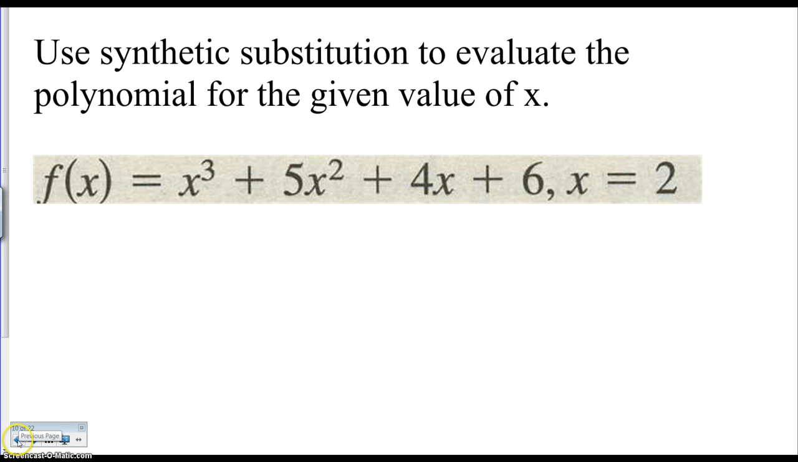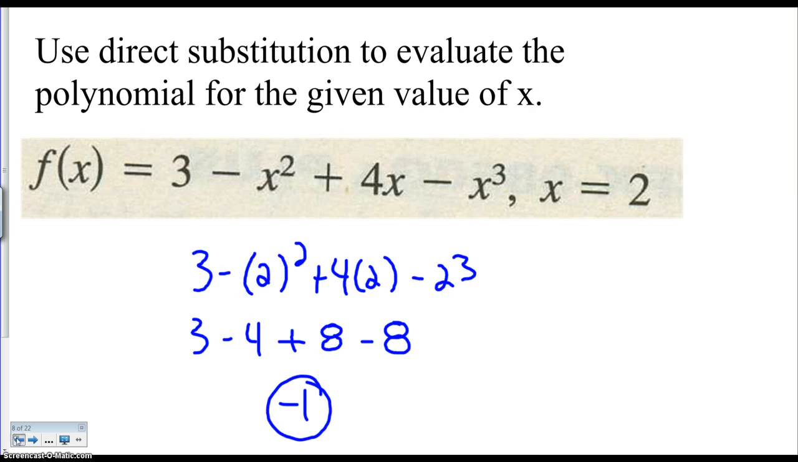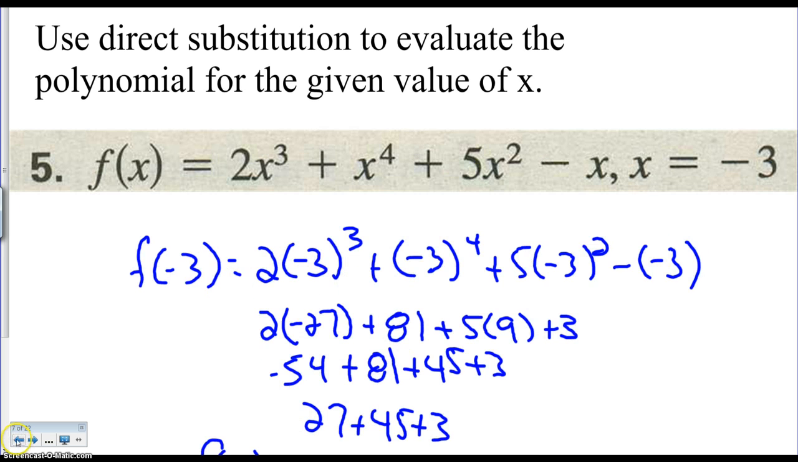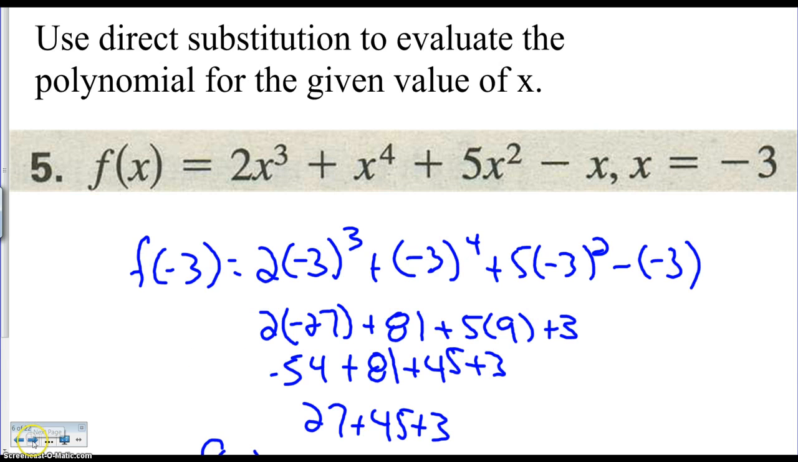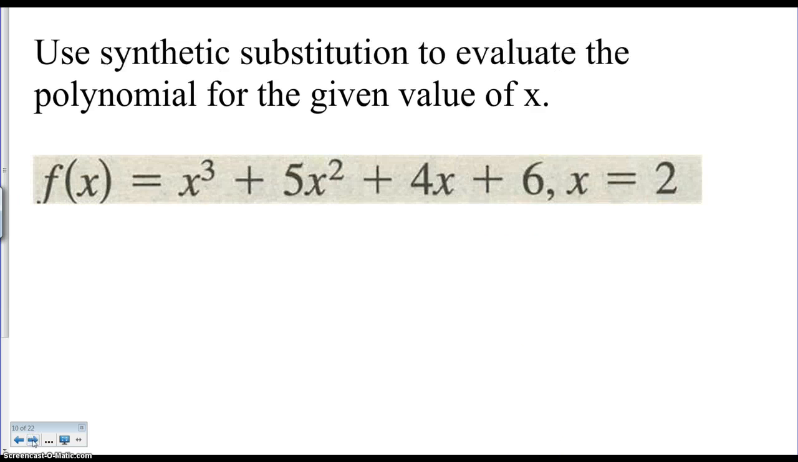Now you guys have already done this. You did it in number 4 previously. So I already know that the answer is 42. Okay? So what I want to do is use synthetic division to do this.